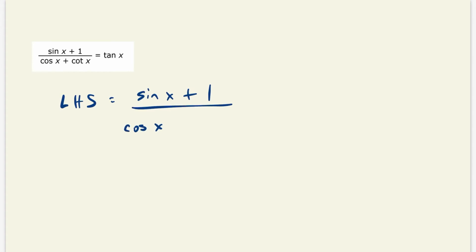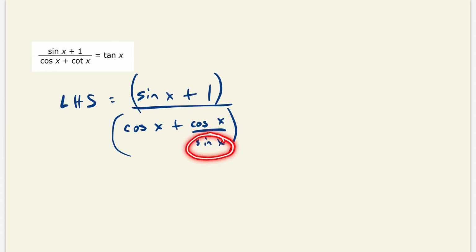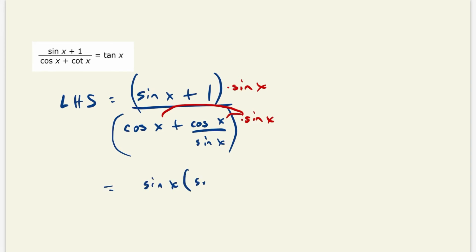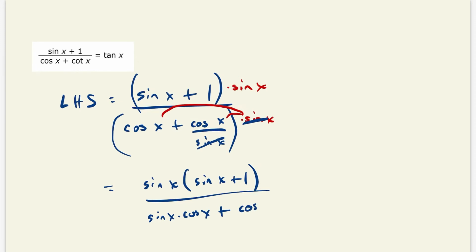All right, so far we have this expression on the left-hand side. I'm going to rewrite this cotangent as cosine over sine. Then I'm going to multiply top and bottom by sine of x, because I don't want that fraction here. The bottom, I'm going to distribute. The top I'll just leave the sine x in the front. And the bottom, if I multiply, I get sine x times cosine x plus, and then these two end up canceling, so I just get plus cosine of x.